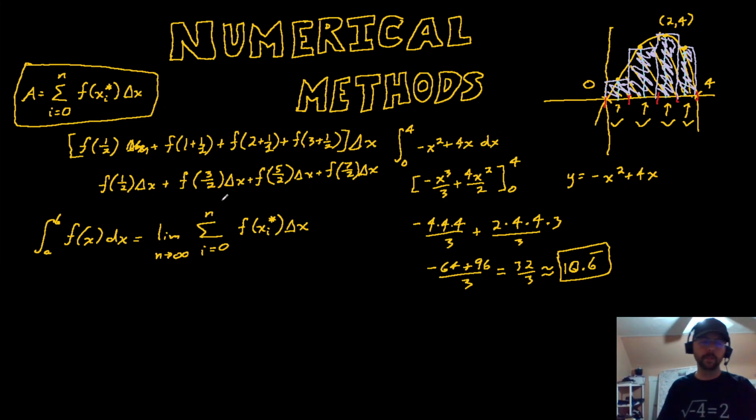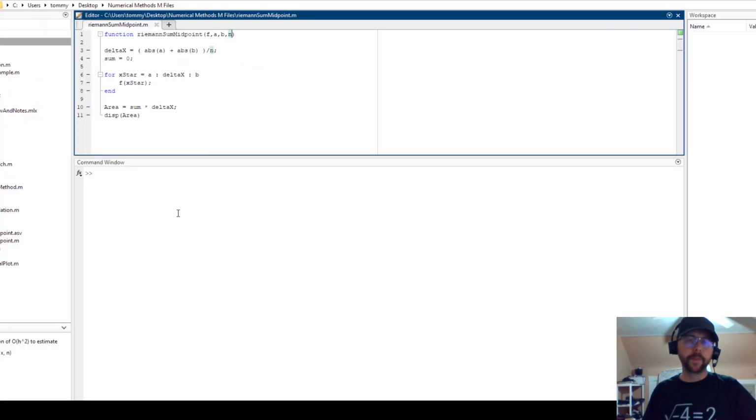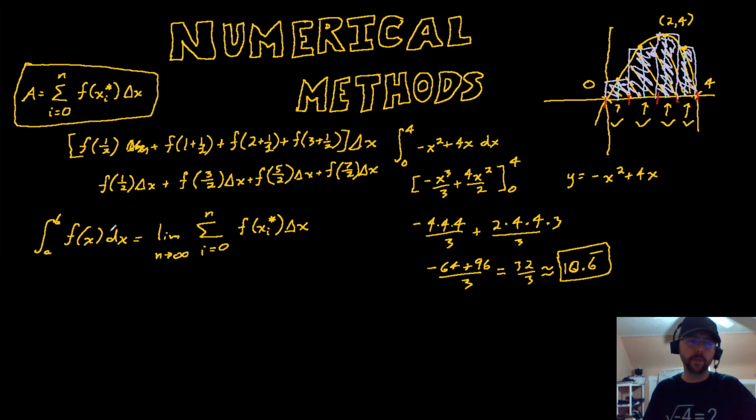But the basic idea, the reason I wrote that, is that as n approaches infinity, we get closer and closer to our true value, which is why I wrote this out. That's really what I wanted to say.